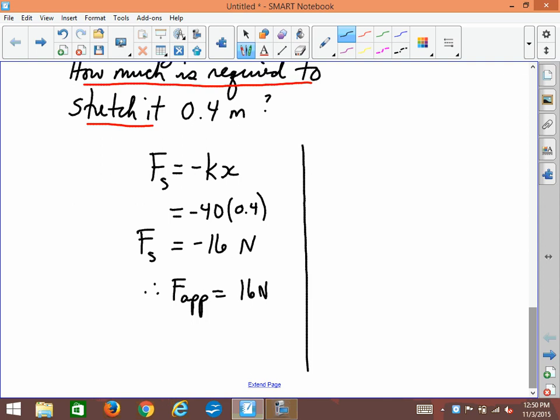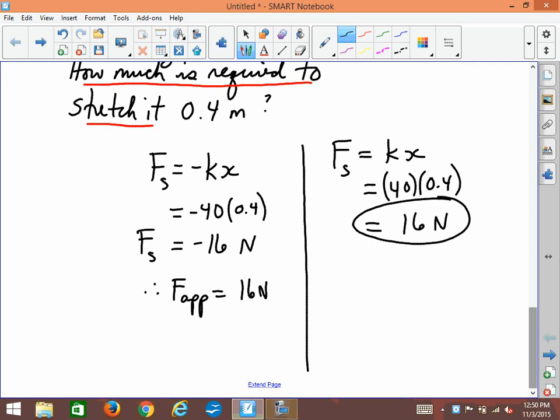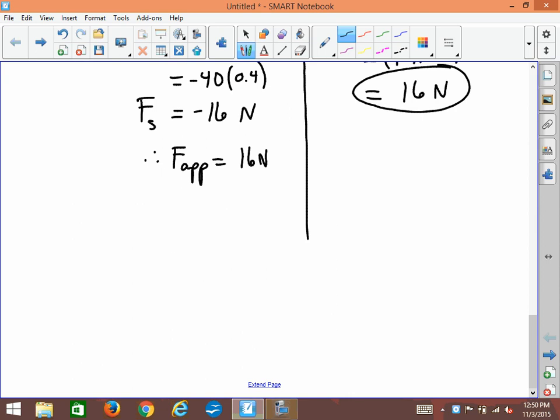But what a lot of people might do is say the force of the spring is kx, knowing how much it is, 40 times 0.4, 16 newtons. And now you can call that the restoring force of the spring, or you can call it the force that you would pull on the spring with, but we know that the amount is 16 newtons, and the direction we can infer from the context of the question. So either way, it can be used both ways. All right, so that's how you do force in a spring.